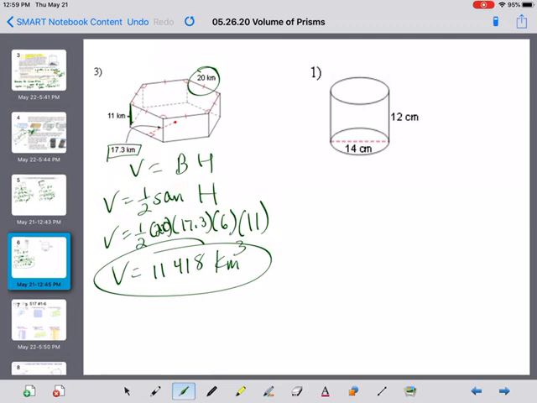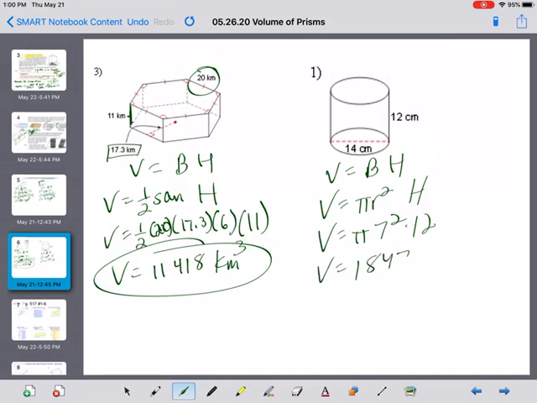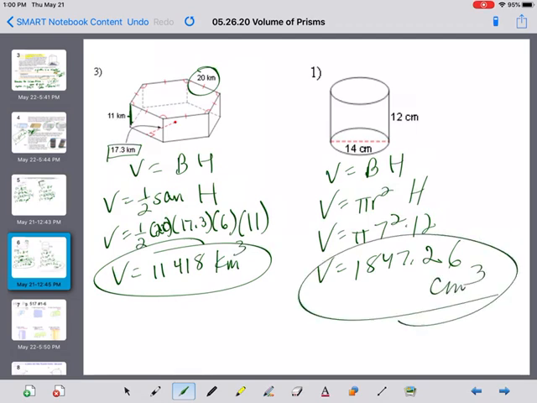And then this last one here is a cylinder. So V equals BH. Base is a circle, pi r squared times h. Pi, radius is 7, squared, height is 12. We'll use the pi button as always. Pi 7 squared times 12. 1847.26 cubic centimeters. There you go.